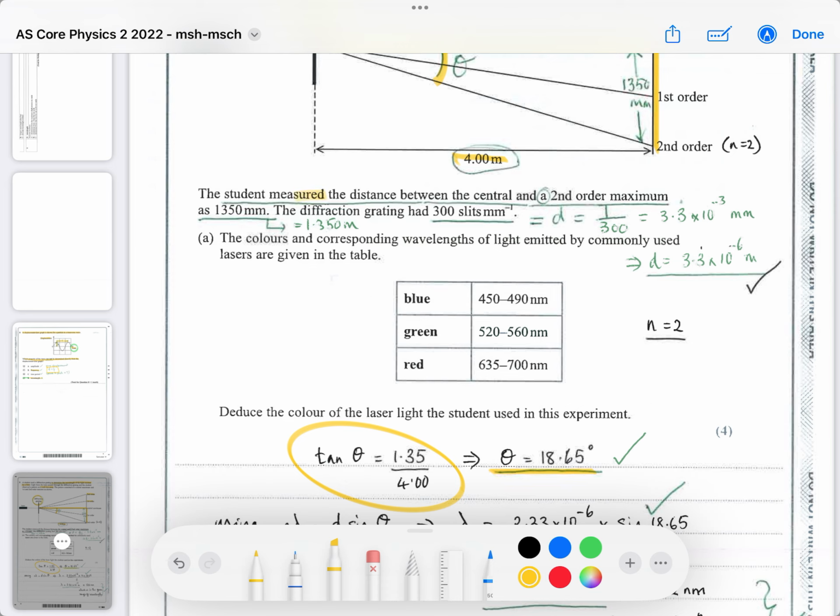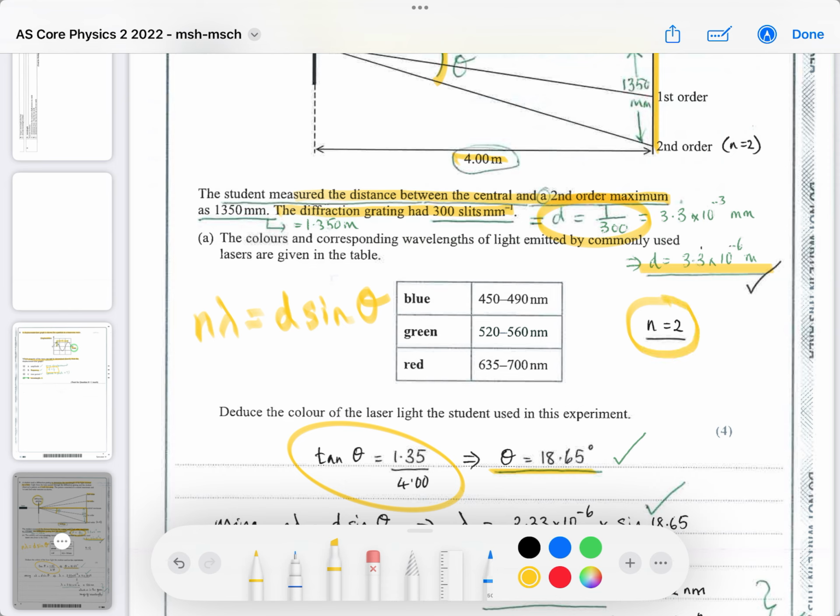So the student measured the distance that we talked about to the second order on one side, between the central maximum and the second order. The diffraction grating is 300 slits per millimeter, so you can work that out by d equals 1 over 300. So you need that for the equation n lambda equals d sine theta. And so d in meters will be 3.3 times 10 to the minus 6 meters. You get a mark for that.